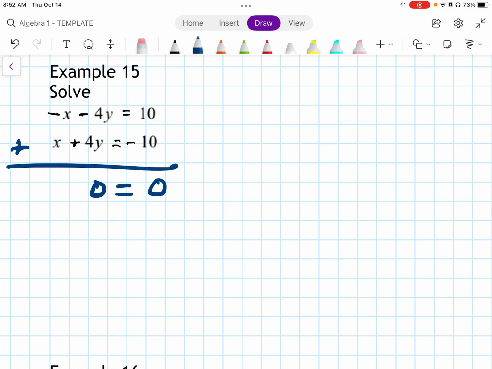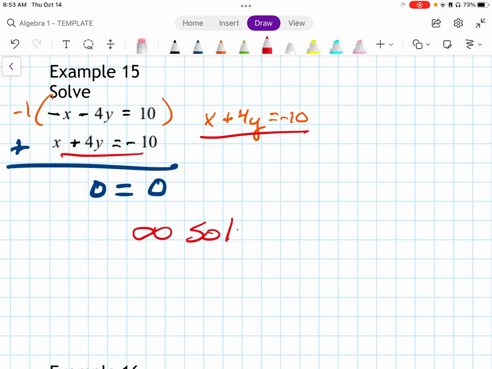So we got 0 equals 0, which kind of looks like infinitely many solutions, anytime we get a true statement like this. Let's look back up at them and see if they're actually the same line. If I were to take this top piece and multiply by -1, I get x plus 4y equals -10, which is exactly the same thing as what this other one's listed, right? They're opposites of each other, or they multiply by -1. So this one, again, is infinite solution because they're the exact same line.